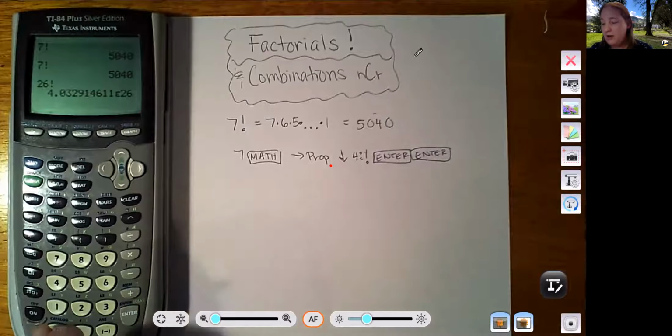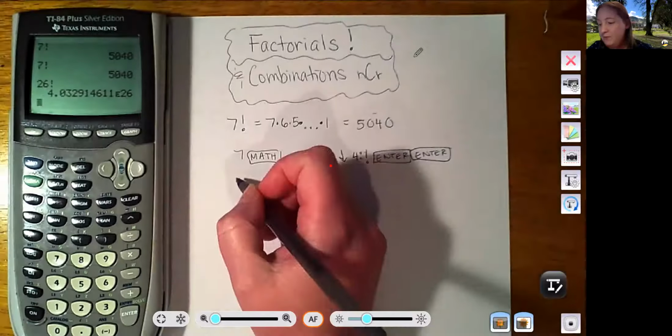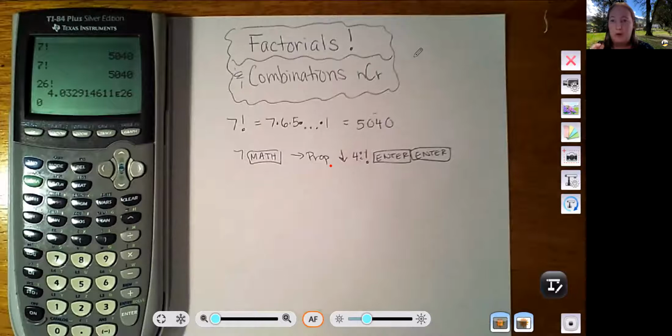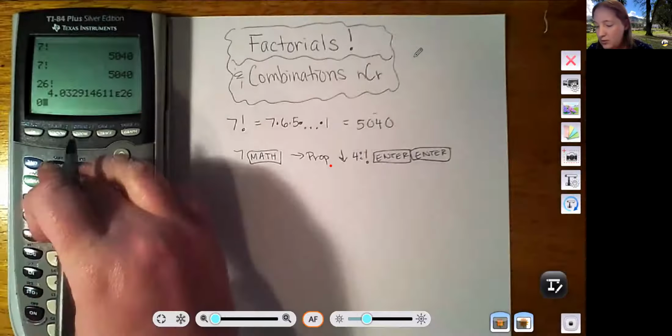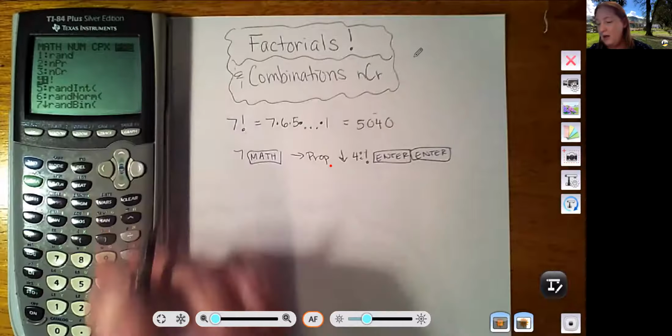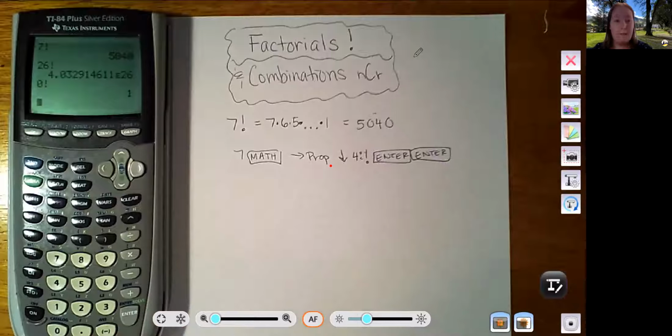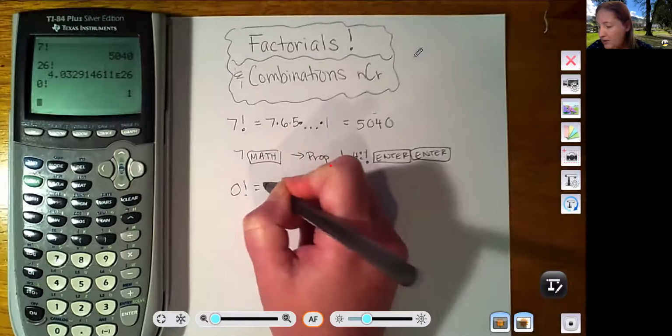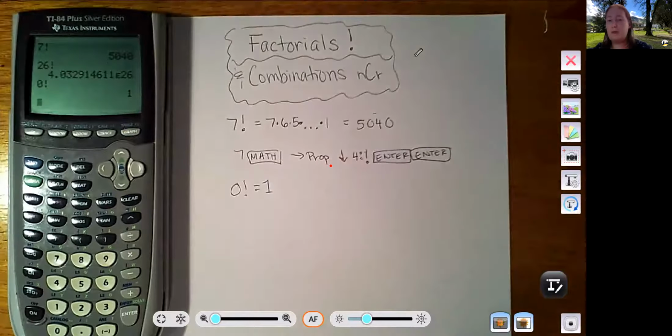You could also evaluate a weird scenario, which is 0 factorial. The reason I say it's weird is because really you're supposed to be going from your number down to 1. Well, you can't go from 0 down to 1. So what is 0 factorial? Our calculator will actually tell us the value, and it is 1. That's just kind of an extra property.